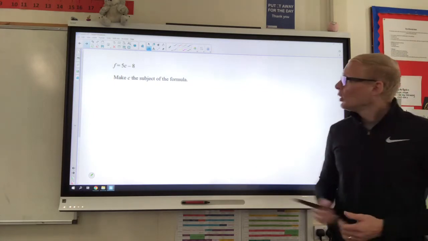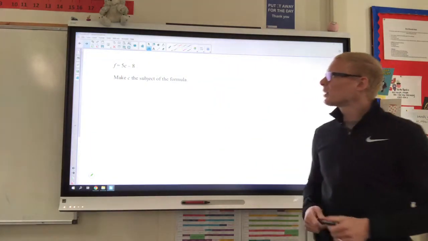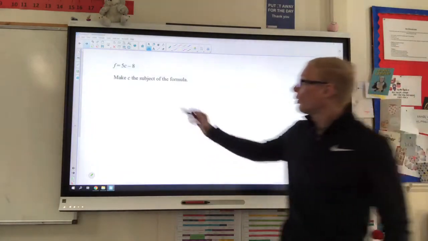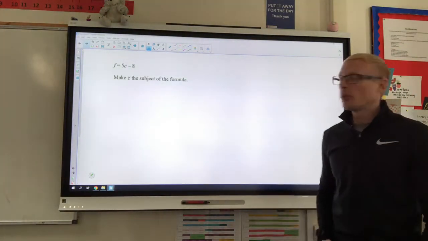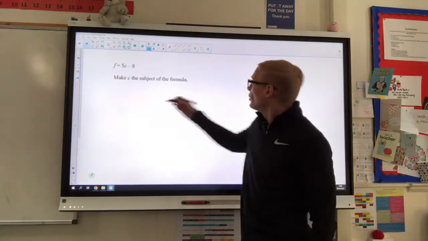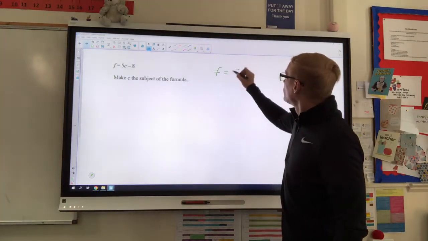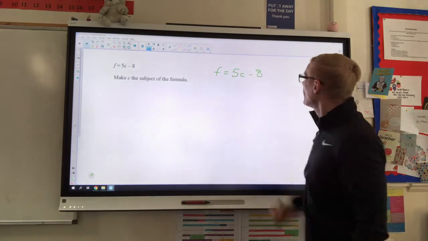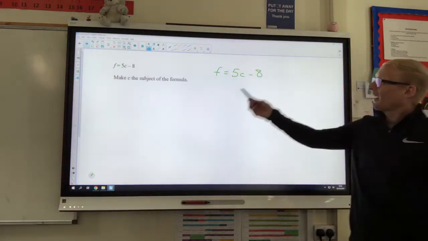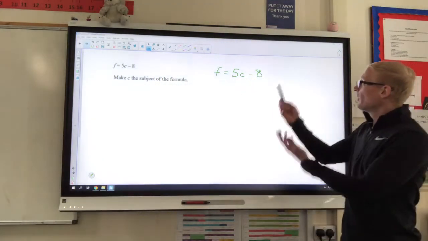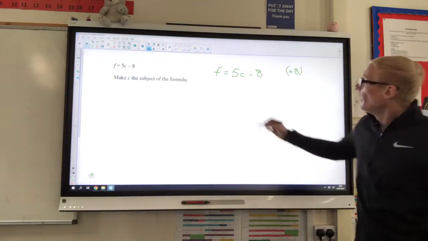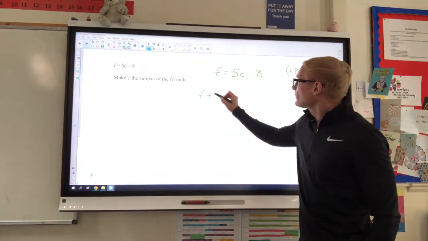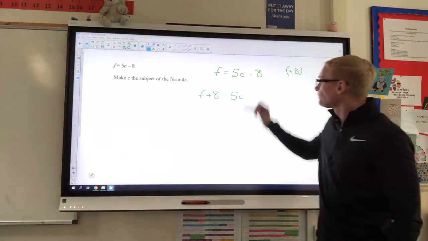Okay. So when we look at this, we're looking to make C the subject of this formula. Okay, so I want this letter to be C equals, and then the equation from there. So the first thing we're going to do is, if I've got F equals 5C take away 8, I'm looking to move that 8 first of all. Now that's negative 8 there, so I'm going to look to add 8 to both sides, which means I'm going to get F plus 8 equal to 5C.